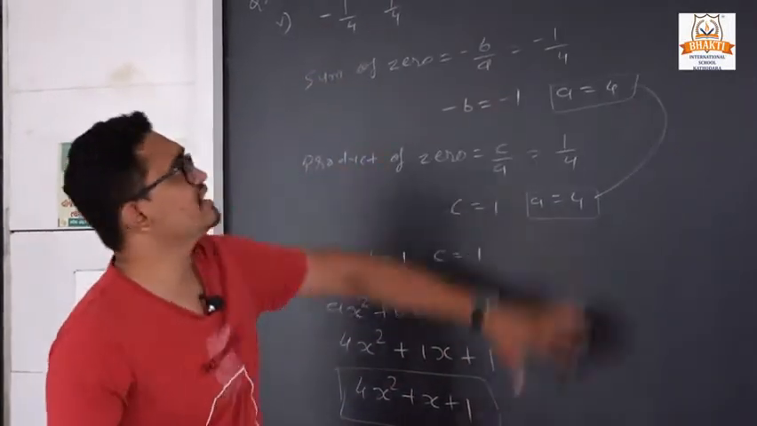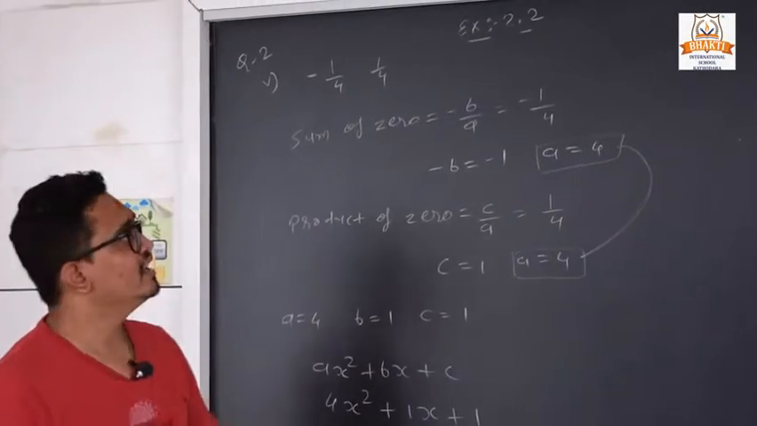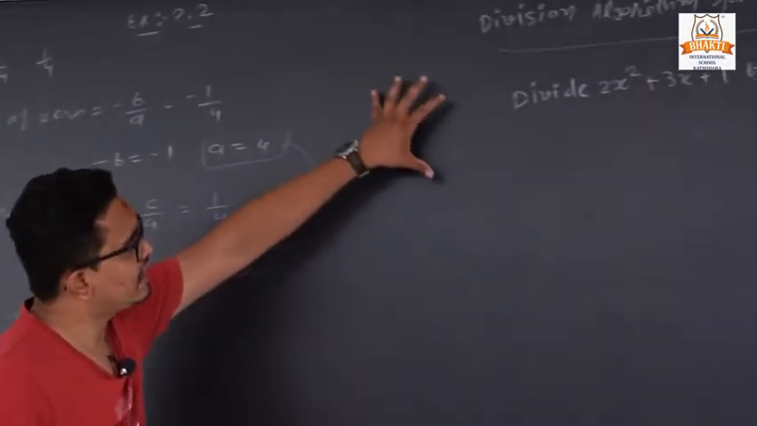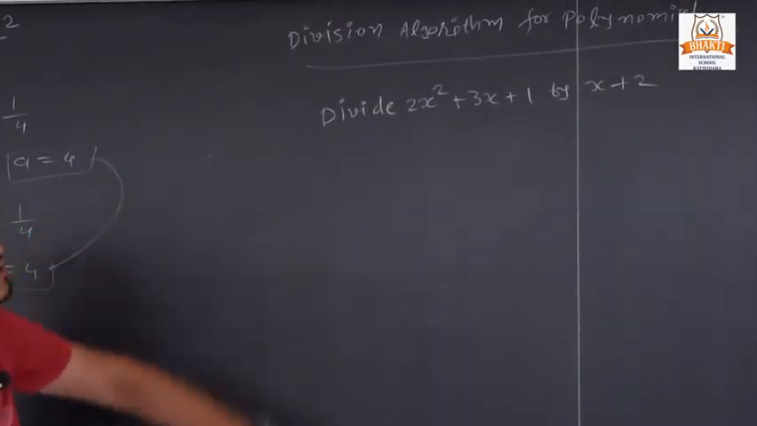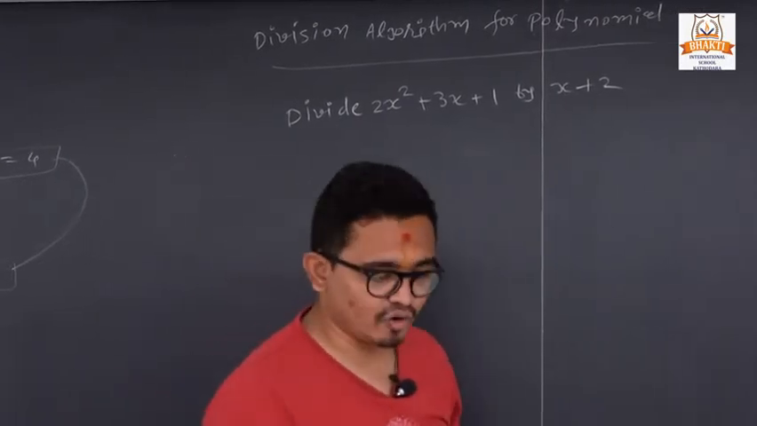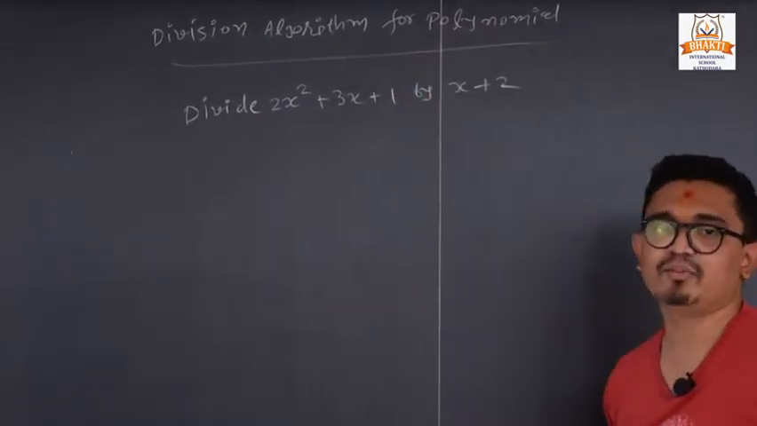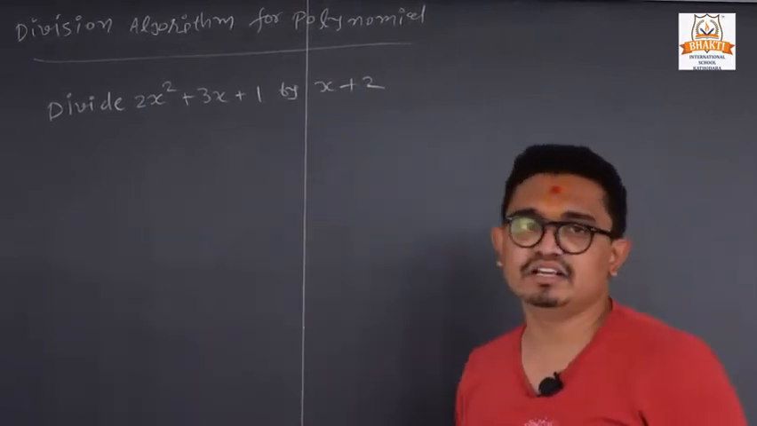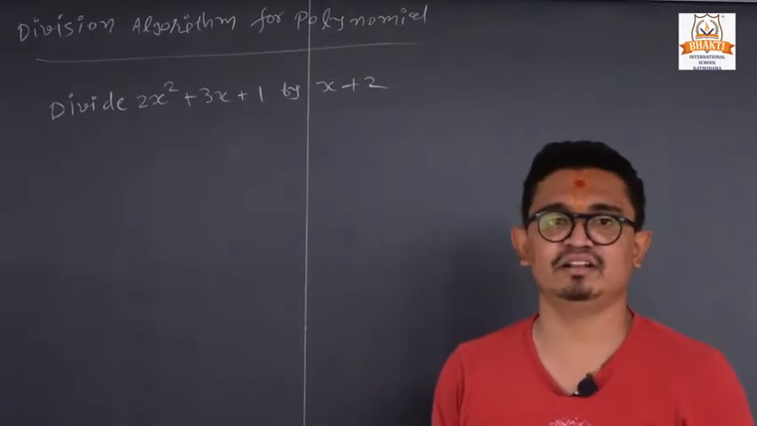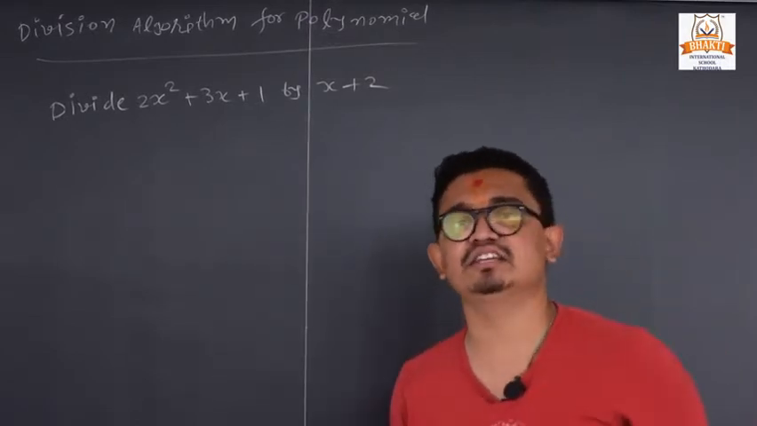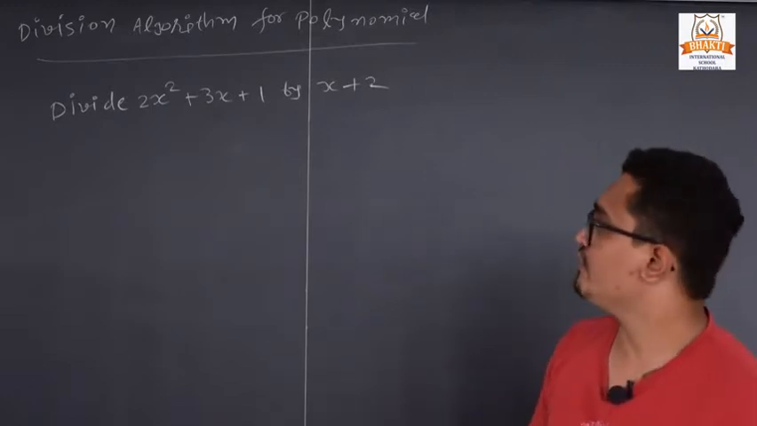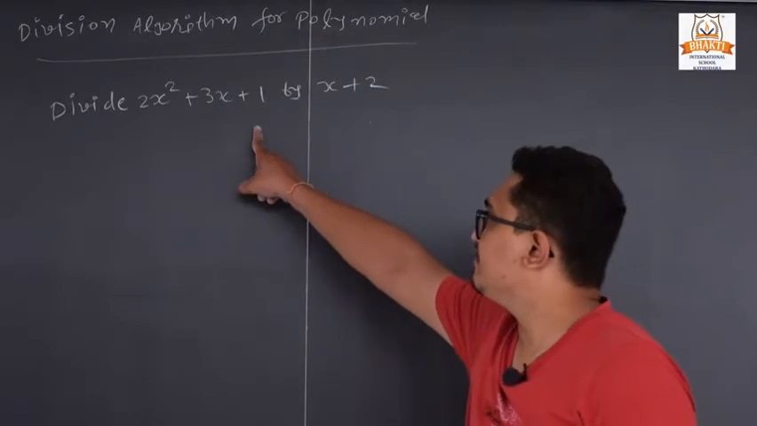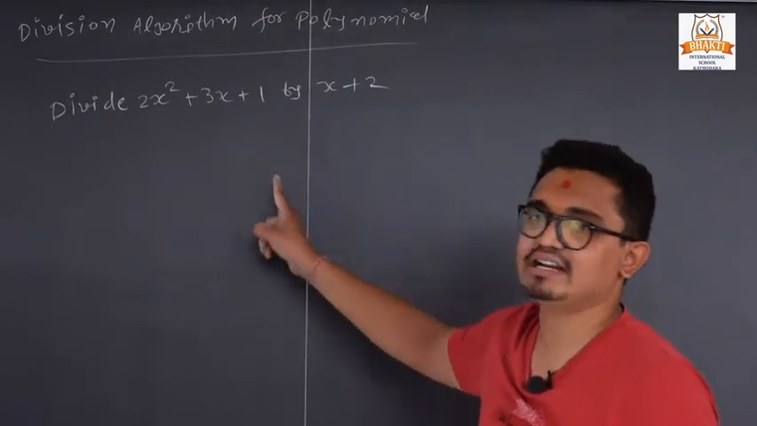So our exercise number 2.2 is completed, and the remaining sums 4 and 6 you can try at your home. Now our next topic is division algorithm. Since standard 9 you are already familiar with that concept, polynomial division. In chapter 2 last time we also discussed the division algorithm for polynomials. So in 10th standard we have the same concept and it is very important. So first of all we will revise that concept by taking one example. From that example you can get the idea.